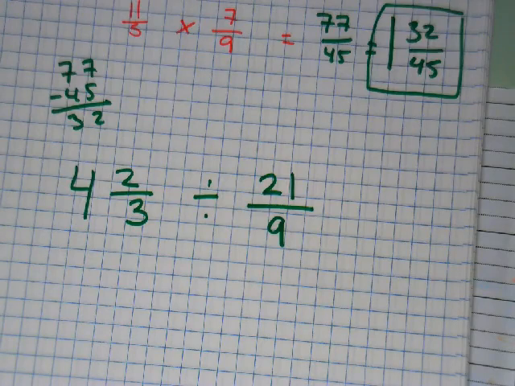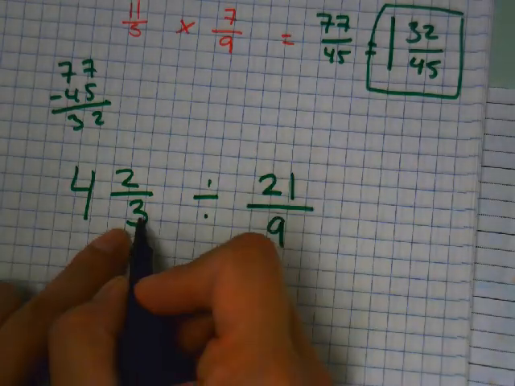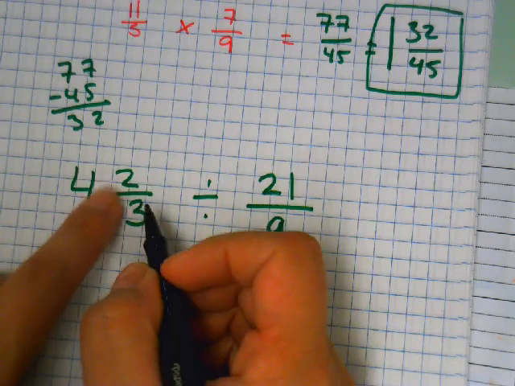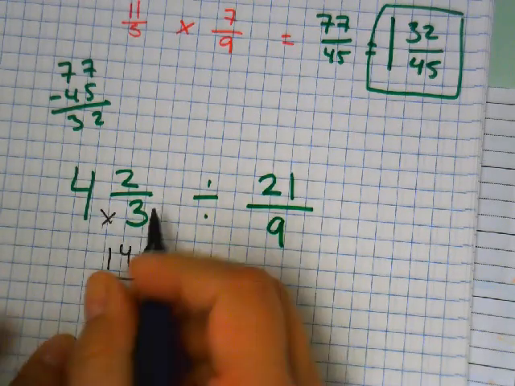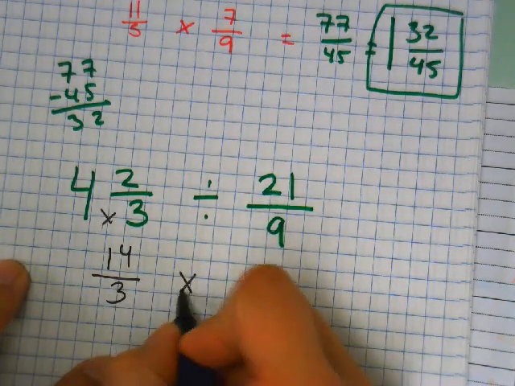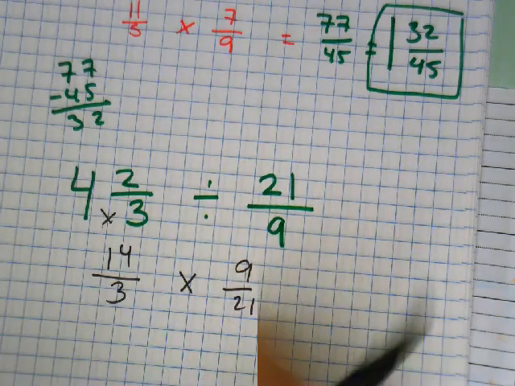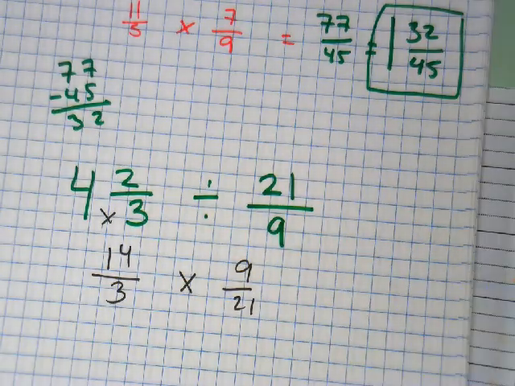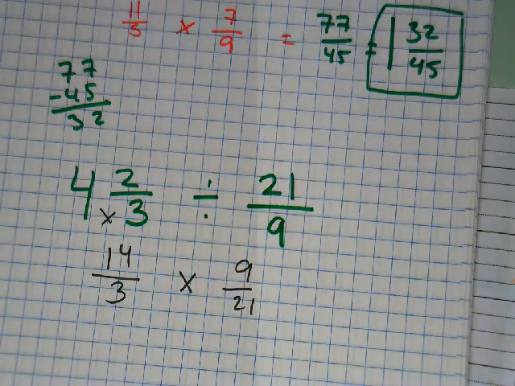What's wrong? We okay? You have to... what? 14 times 9. Sounds terrible. 3 times 4 is 12 plus 2 is 14, right? Yeah. 14 over 3 times 9 over 21, right? We have that shortcut. 9 divided by 3 and 3.